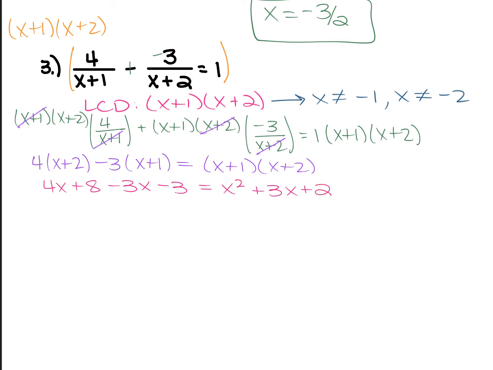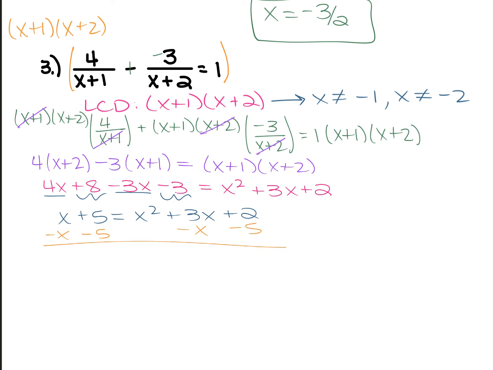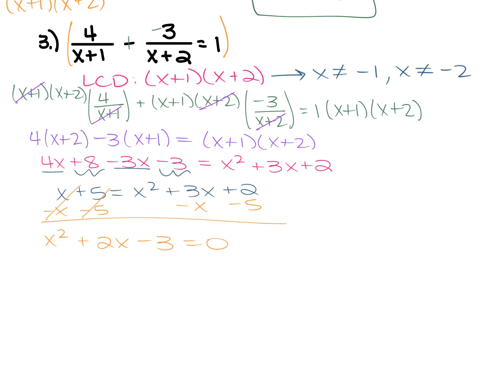On the left side, your 4x minus 3x is just x. Your 8 minus 3 is 5. And this is equal to x squared plus 3x plus 2. We're going to move our x over by subtracting it from both sides. We're also going to move the 5 over by subtracting it from both sides. So that gives you x squared plus 2x minus 3 is equal to 0.